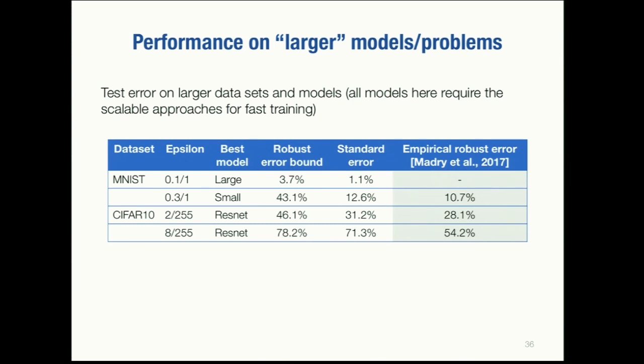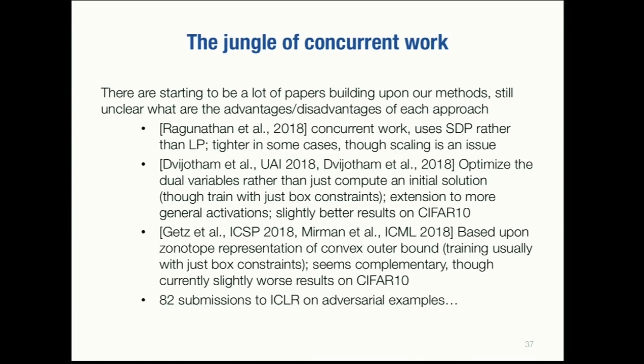Okay, so a lot's happened since this paper came out. We posted this paper now almost a year ago, and a lot's happened since then. So there has been a lot of concurrent work, including work I have not sorted through yet. There have also been 82 submissions to ICLR on adversarial examples as a whole. One of my students is starting to go through all of those and giving me reports hourly about the different things, but so PhD students do, right? There are two big concurrent lines of work, though, that I do want to highlight.